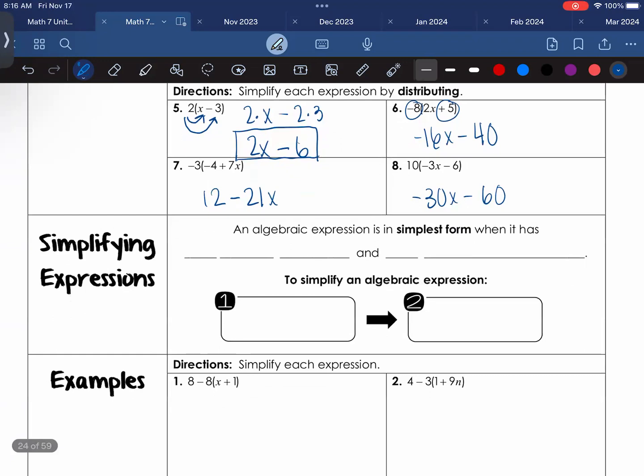Okay, so we know how to do both parts of it. So now, if we want to get an algebraic expression in its simplest form, we just have to make sure that there are no like terms. So there's nothing else that we can combine together. And there are no parentheses, because that means that we don't have anything to distribute either. So to simplify an algebraic expression, step 1, you're going to distribute. And step 2, you're going to combine like terms.